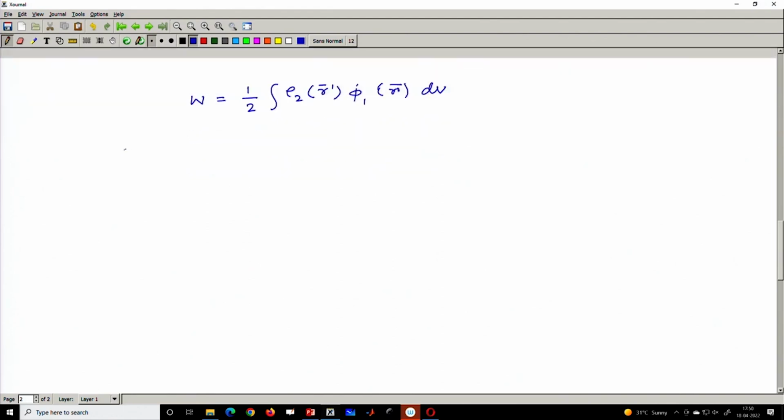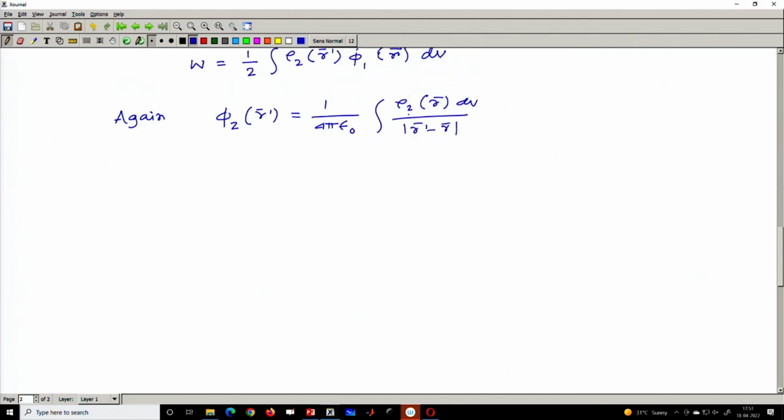Now, if we look carefully again, I can write phi 2, which is say a function of r prime, and that potential can also be written in a similar fashion: integration of rho 2 at r, dv divided by r prime minus r, and that should be the potential at r prime, in a similar way, due to the distribution of the charge at some location r.